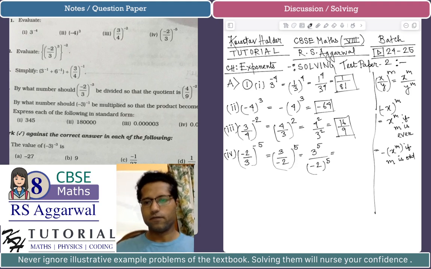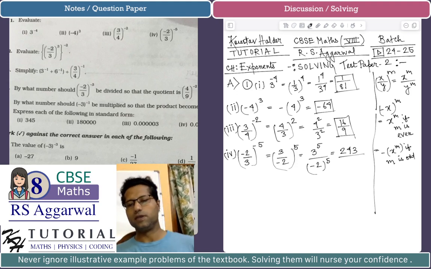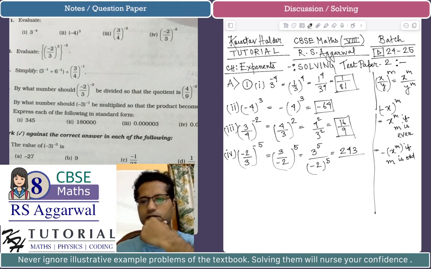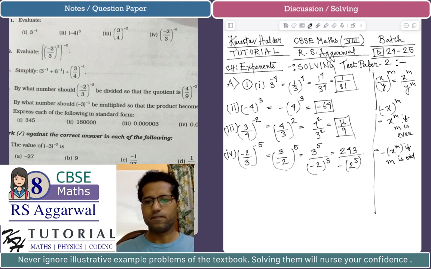3 to the power 5 is 243. And minus 2 raised to the power 5 is, the base is negative, minus 2, and the power is odd. So this will be negative of 2 to the power 5. And this is equal to 243 divided by minus 2 to the power 5, which is 32. Now the denominator is negative, so we have to make the denominator positive. So this becomes minus 243 divided by 32.